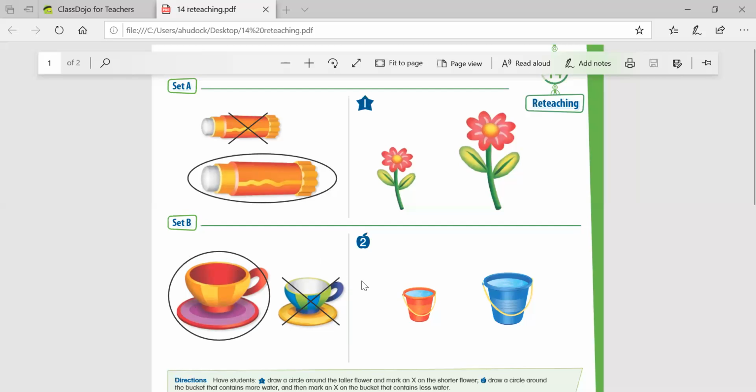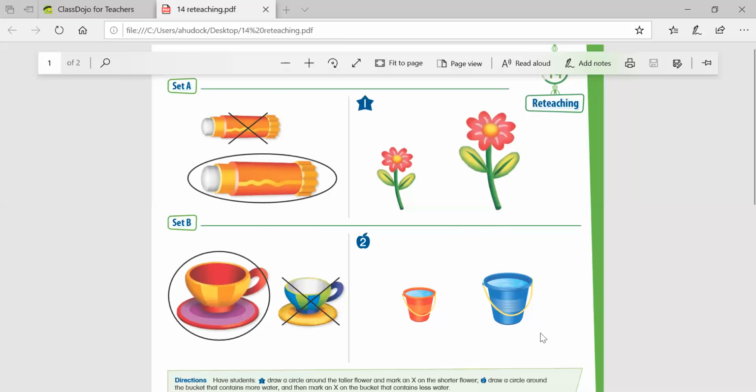So for your try, you are either going to circle the red bucket or the blue bucket. Which one do you think holds more? And put an X on the one that holds less. So number 1 is working with height, and number 2 is working with capacity, which one holds more.